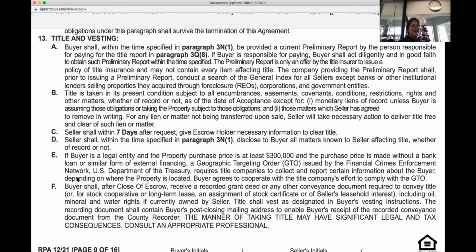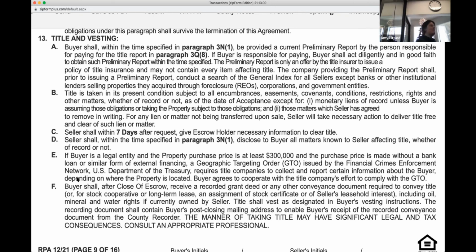F is buyer shall, after the close of escrow, receive a recorded grant deed or any other conveyance document required to convey title, or for stock cooperative or long-term lease, an assignment of stock certificate or the seller's leasehold interest, including oil, mineral, and water rights if currently owned by the seller. Title shall vest as designated in buyer's vesting instructions. The recording document shall contain buyer's post-closing mailing address to enable buyer's receipt of the recorded conveyance document from the county recorder. The manner of taking title may have significant legal and tax consequences.